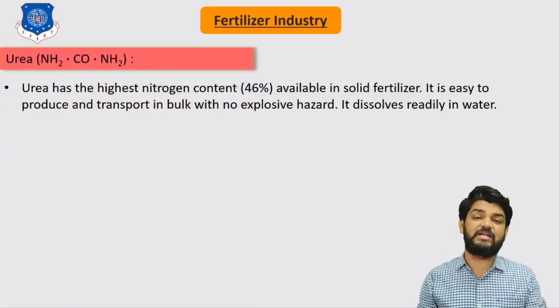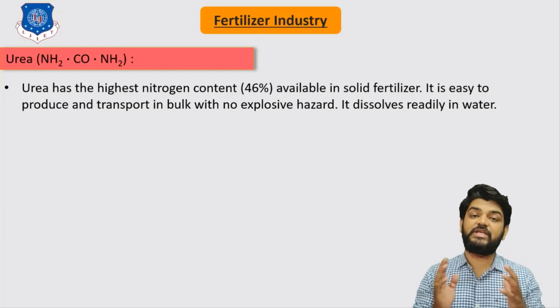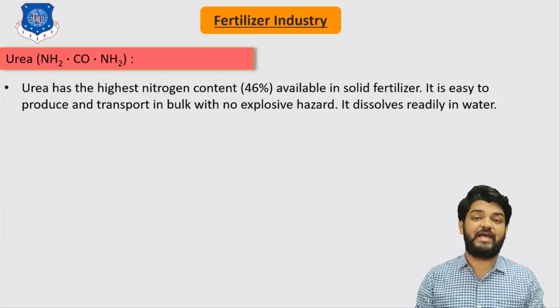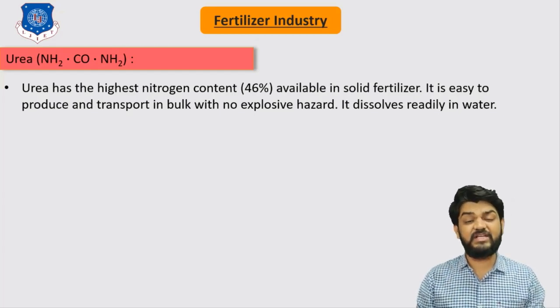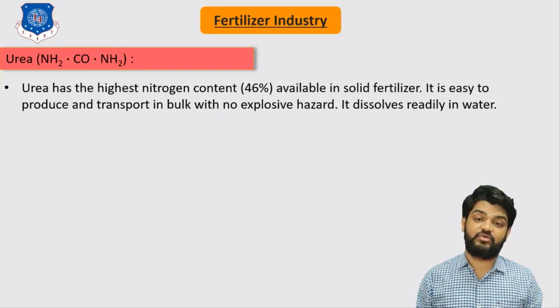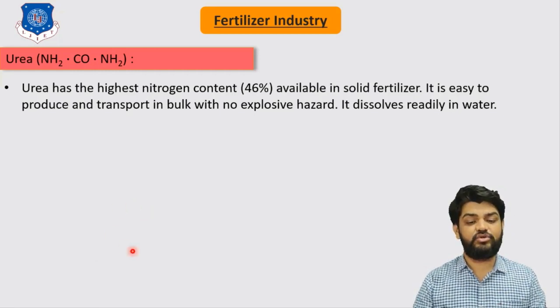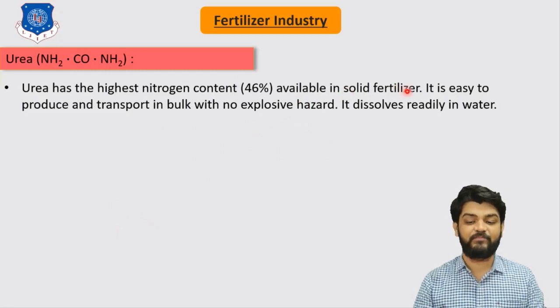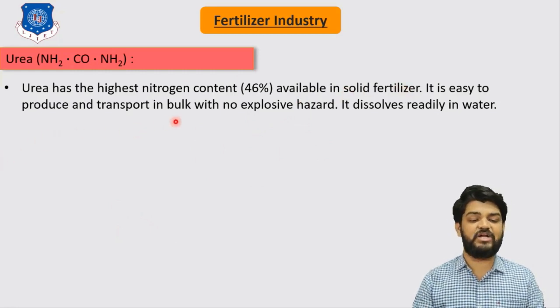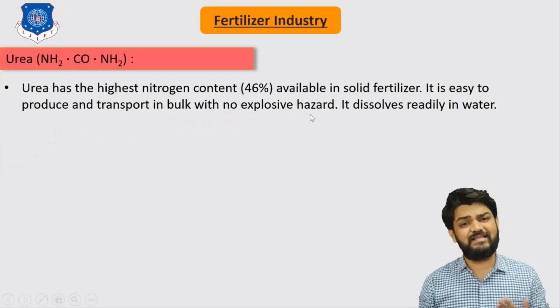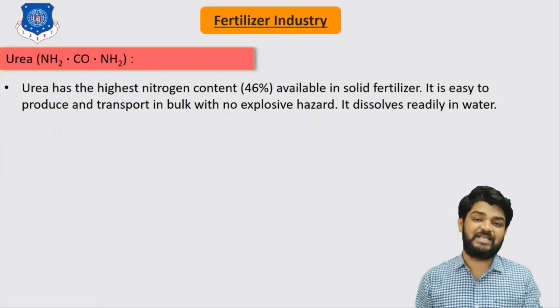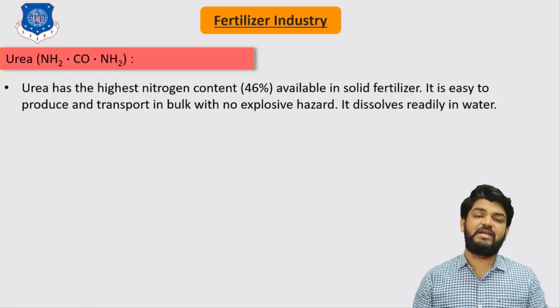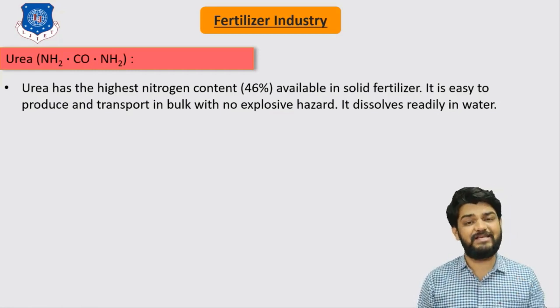As you can see, the urea. So this urea is largely used as a fertilizer and it has the highest content of nitrogen. As you can see, this urea contains around 46% nitrogen, right? It is easy to produce and transport in bulk with no explosion hazard. So we can say that this urea is a very safe kind of fertilizer, right? It can be easily transported and it can be easily produced.